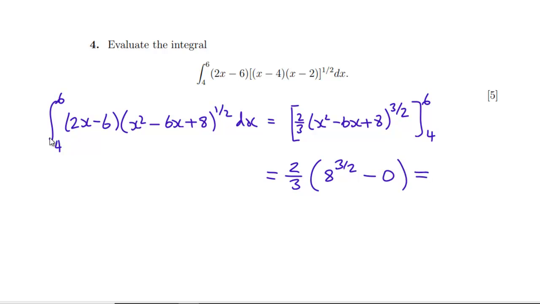Square root of 8 is 2 root 2. Cube that, you're going to get 16 root 2. Double it, you'll get 32 root 2, and then divide by the 3. So actually that wasn't as bad as it looked.